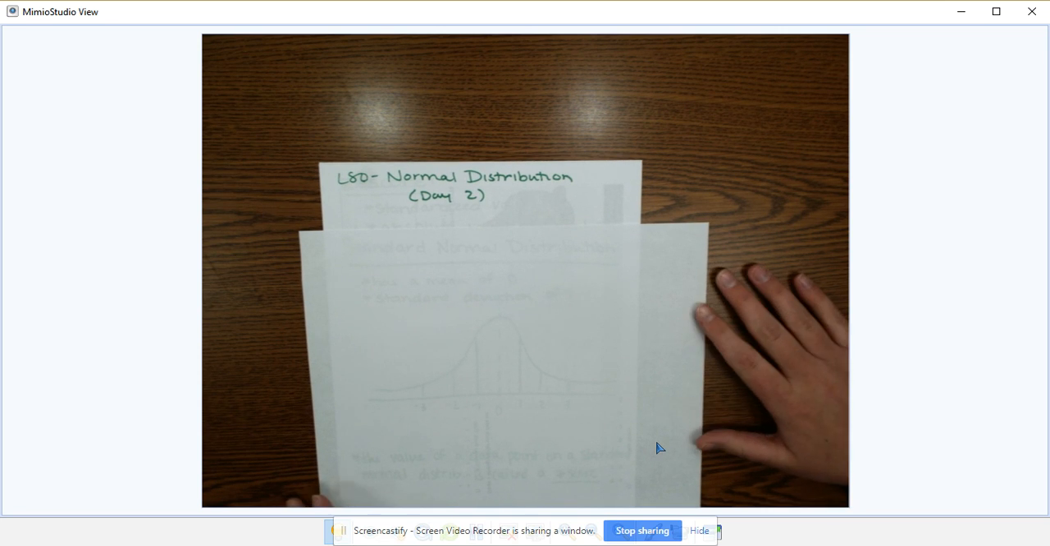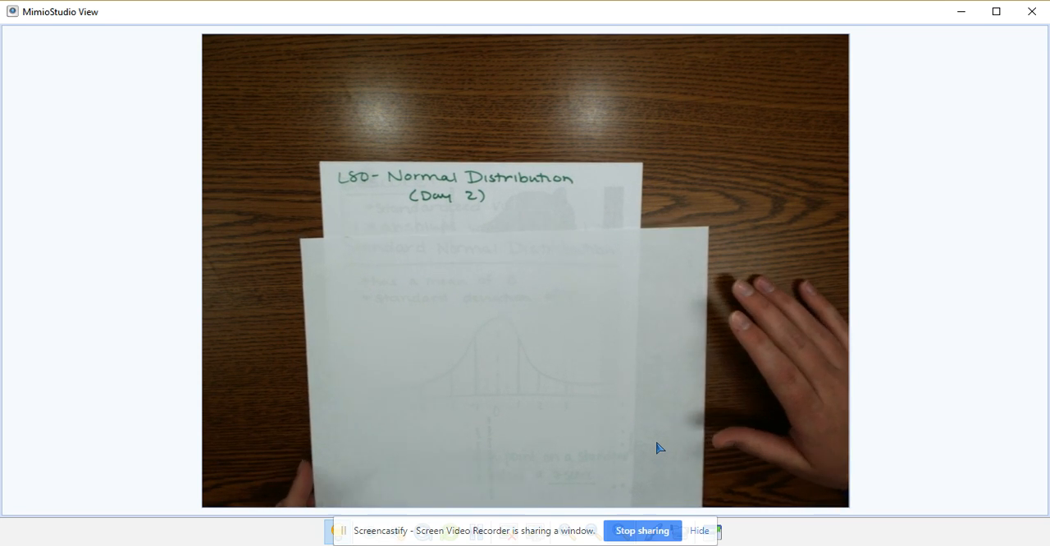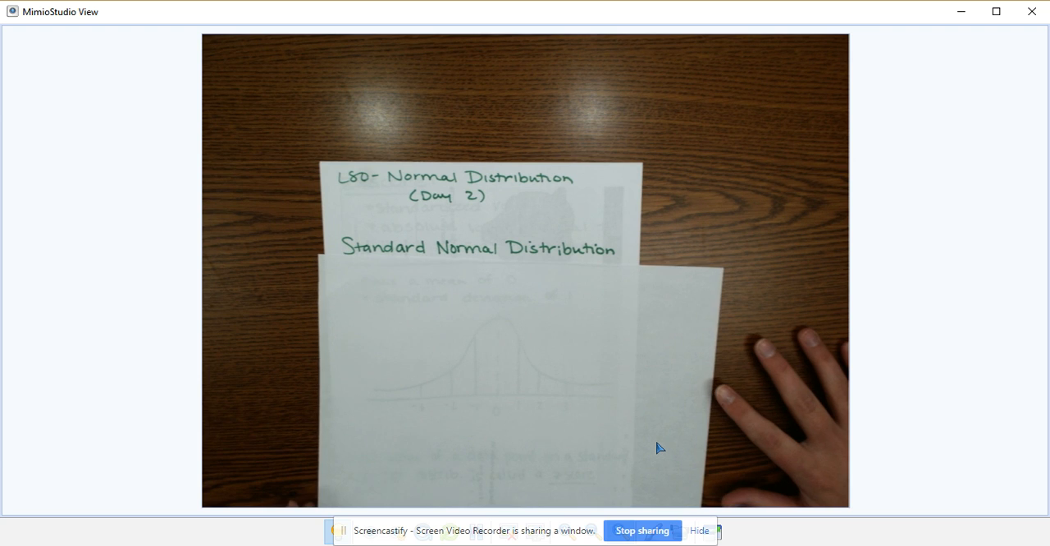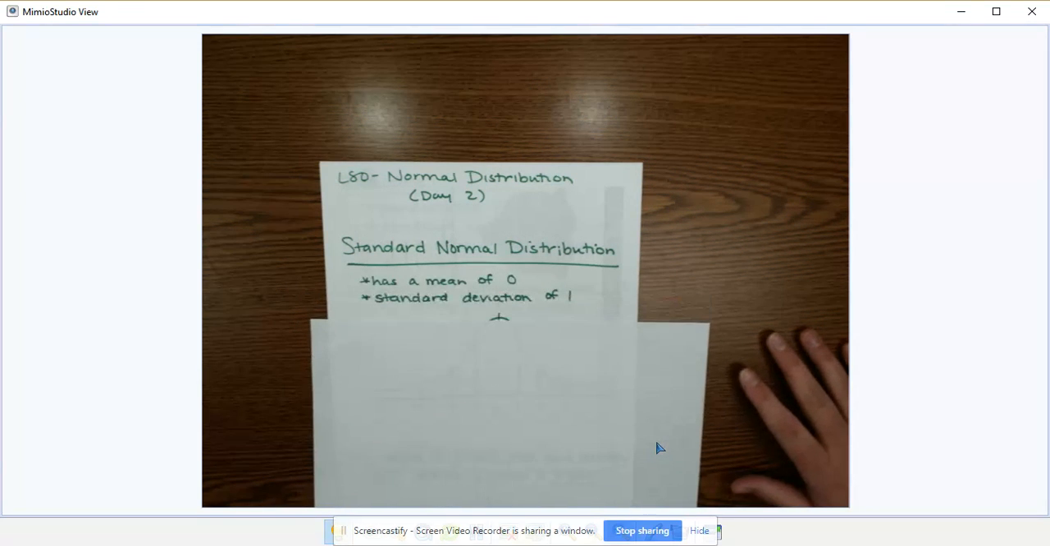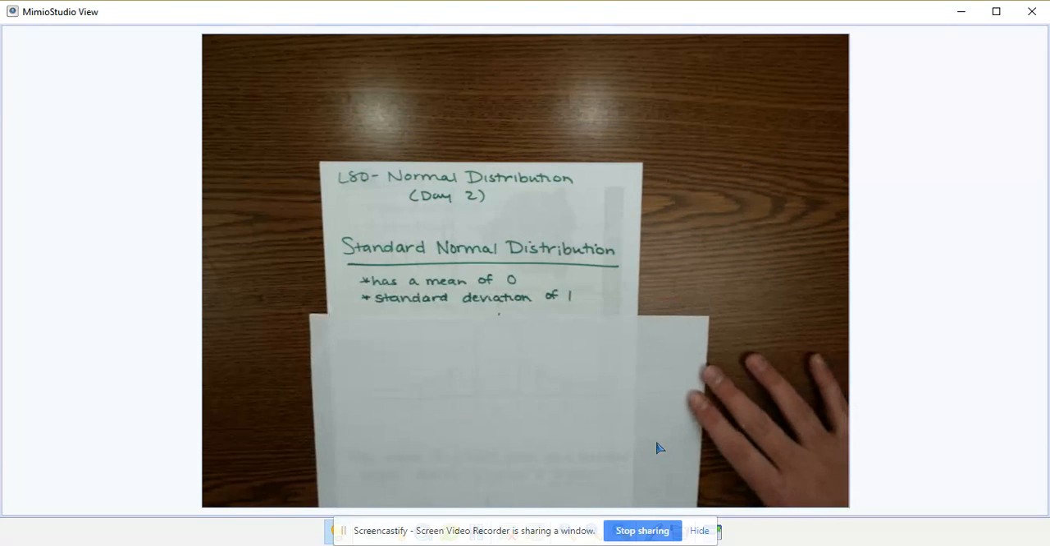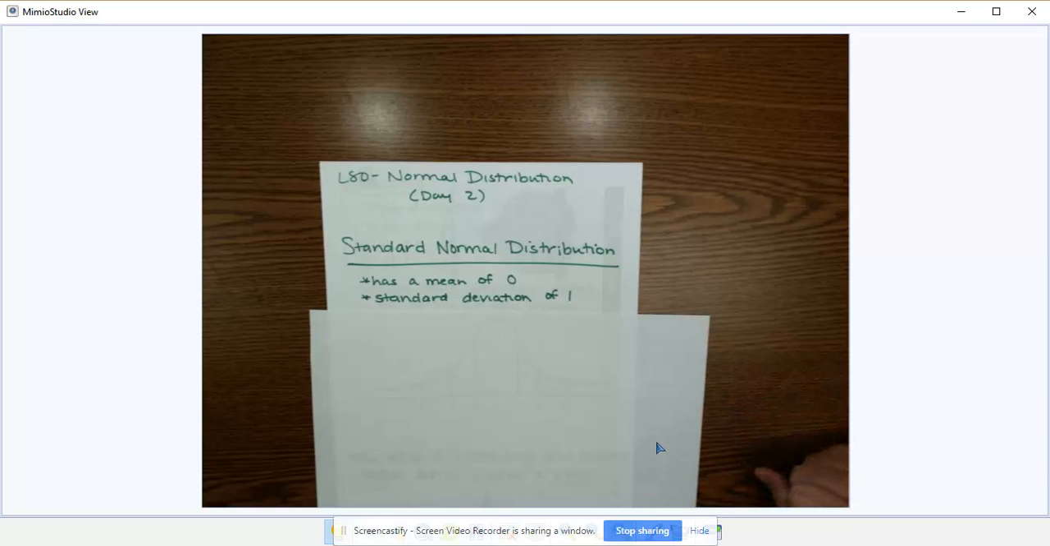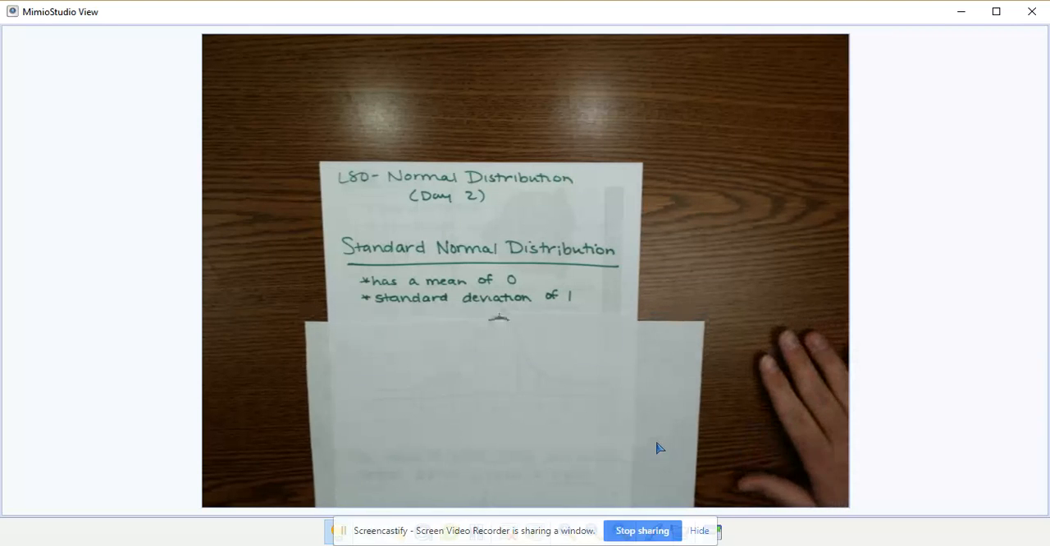All right, we're going to continue talking about our normal distribution. So yesterday we talked about normal distribution. Today we're going to talk about standard normal distribution. They're very, very similar. Standard normal distribution, though, takes the information and standardizes it. So standard normal distributions will always have a mean of 0 and a standard deviation of 1.